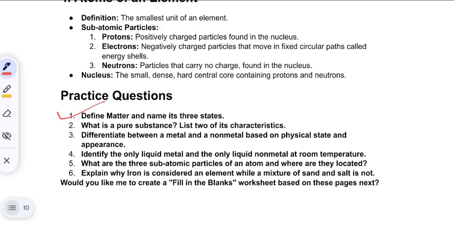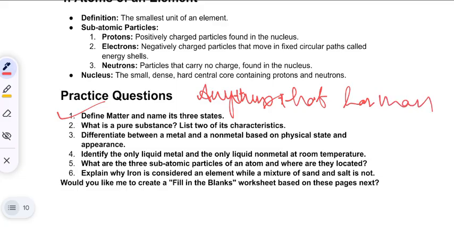Define matter and its three states. So anything that has mass and occupies space is called matter.